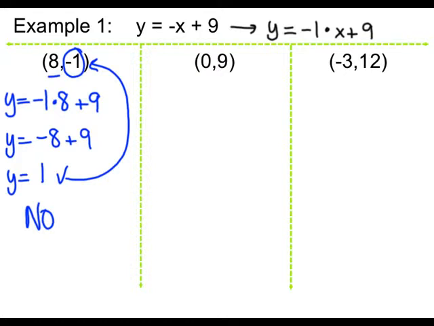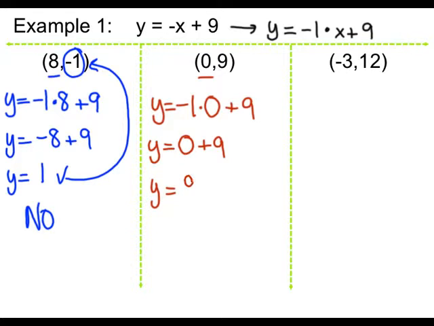Let's try another one. 0, 9. So we start by writing our equation. So y equals, we go back to the original problem, so -1 times the x value, what do they tell me? 0 plus 9. Now I use my order of operations. I multiply first. -1 times 0 is 0 plus 9. And then 0 plus 9 is 9.